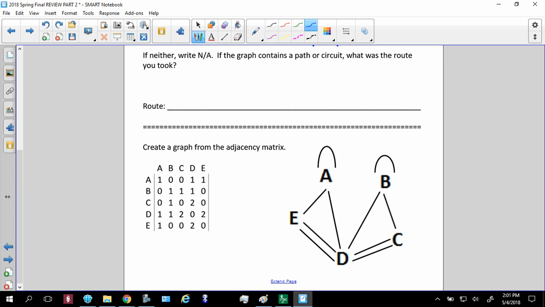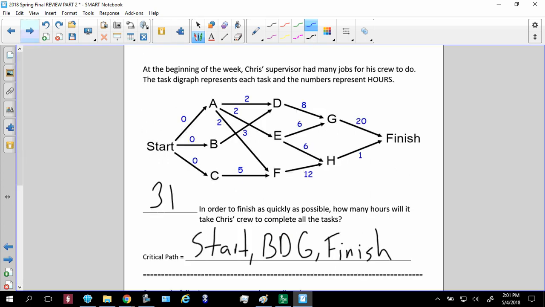All right, create a graph from the adjacency matrix. Remember, a graph means straight lines. There you go. Remember, you do not repeat edges. Do not repeat edges. All right, let me put an exclamation point on there just to show you how serious I am. All right. EST.